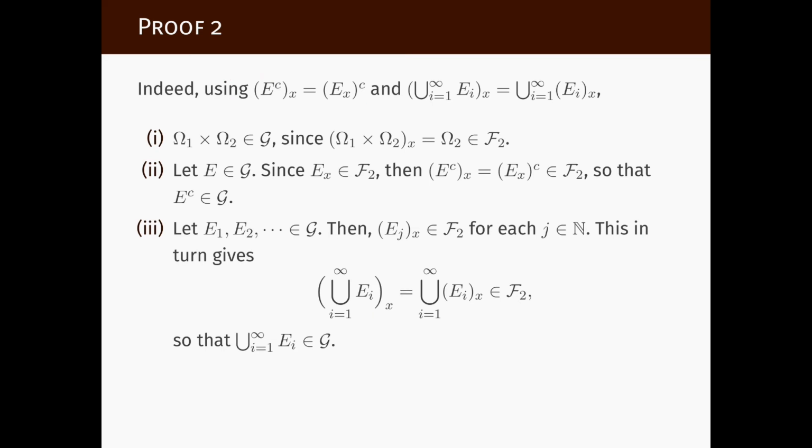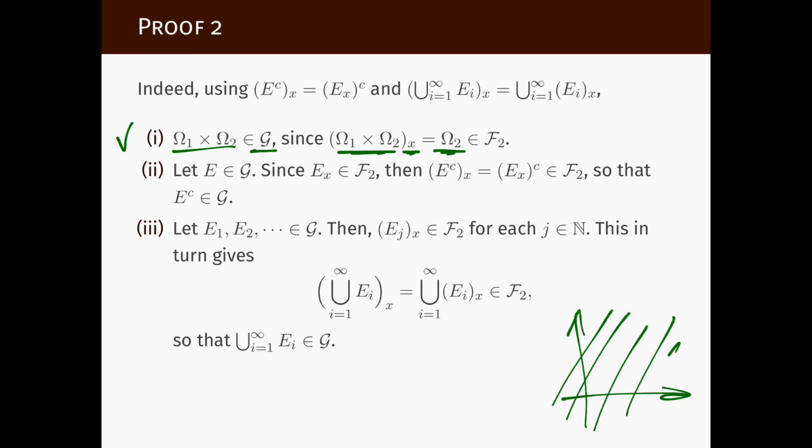To say that this is a sigma algebra, we have to check three things. Of course, omega 1 times omega 2 is in G, right? Because if we look at the Cartesian product omega 1 times omega 2, and we take the section by x, we get omega 2. This is a bit trivial. I cannot make a picture of it. We have the whole space, now we fix the value of x and we take the section, and what we get is the second space, omega 2. And omega 2 is in F2 because F2 is a sigma algebra.